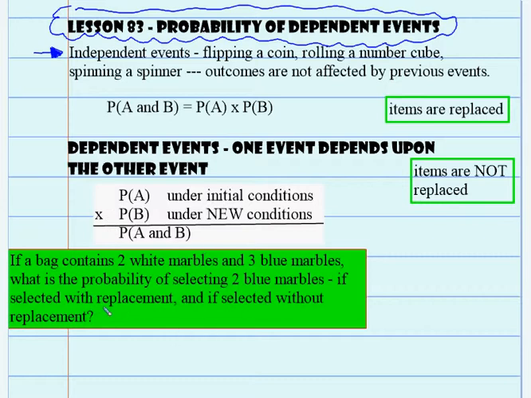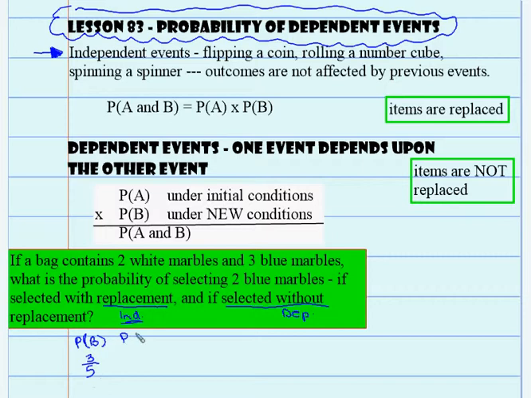So if selected with replacement, that's independent events. And if selected without replacement, this is the dependent. What is the probability, if we have 2 white marbles and 3 blue marbles, of getting a blue marble? So the probability of getting a blue marble is 3 out of 5. We have 3 blue marbles out of 5.